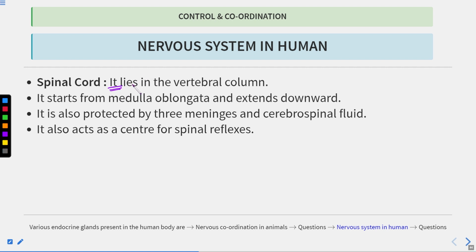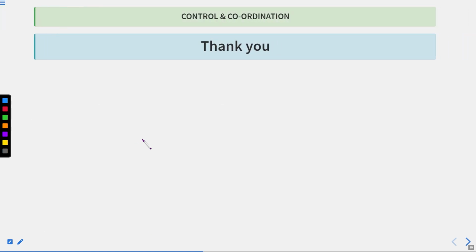Now let's talk about the spinal cord. The central nervous system consists of the brain as well as the spinal cord. It lies in the vertebral column and starts from the medulla oblongata and extends downward. It is also protected by three meninges and the cerebrospinal fluid. It also acts as a center for the spinal reflexes.